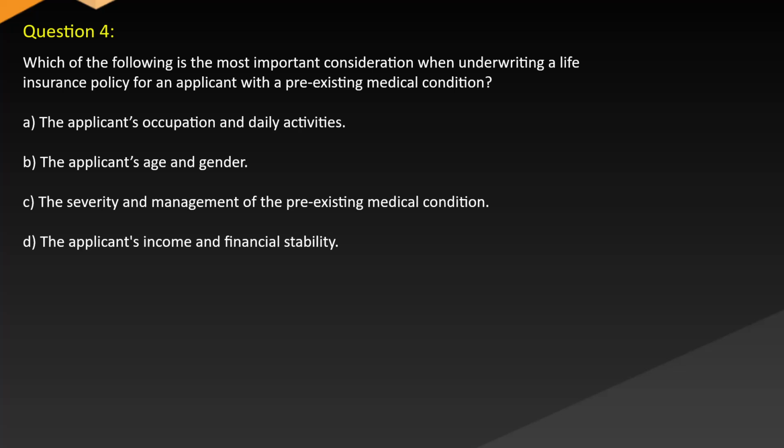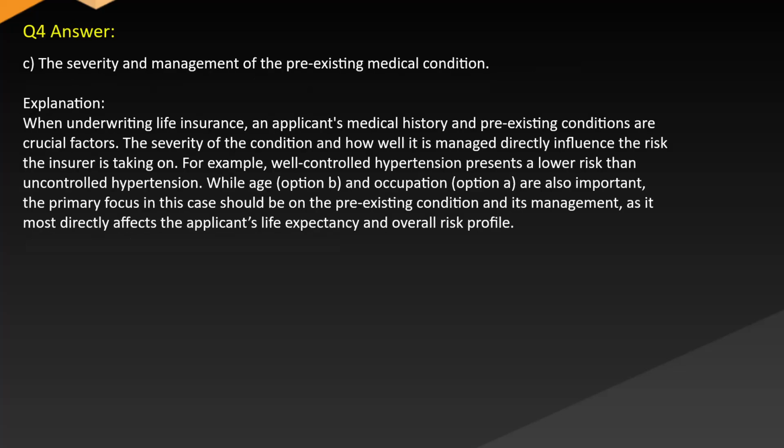Question 4. Which of the following is the most important consideration when underwriting a life insurance policy for an applicant with a pre-existing medical condition? A. The applicant's occupation and daily activities. B. The applicant's age and gender. C. The severity and management of the pre-existing medical condition. D. The applicant's income and financial stability. Answer. C. The severity and management of the pre-existing medical condition.